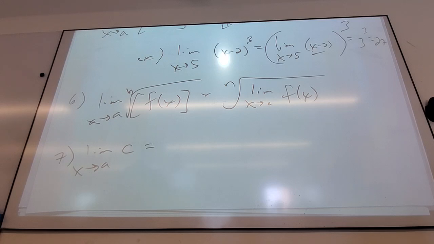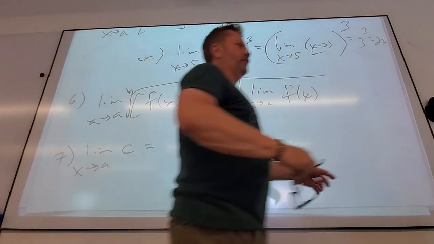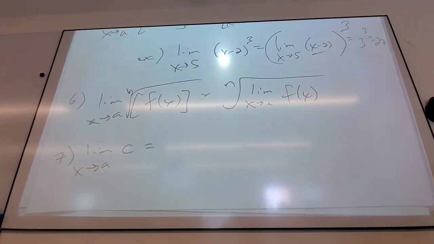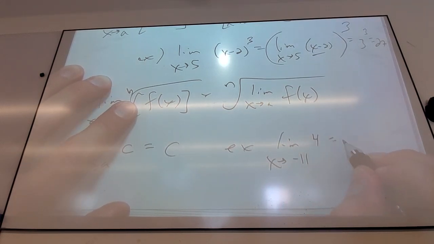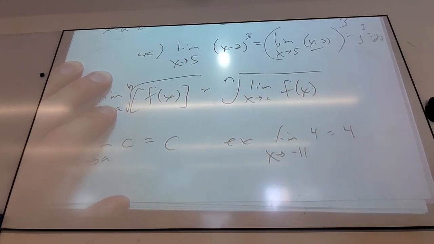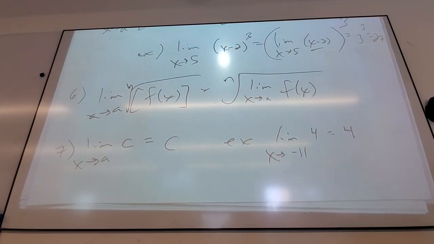What does 11 do, right? As x gets really close to 47.3, it doesn't care. Are you guys kind of with me? So what's the limit of a constant? It's the constant, yes? So for example, the limit as x goes to negative 11 of 4 is 4. That's remarkable. Yes?